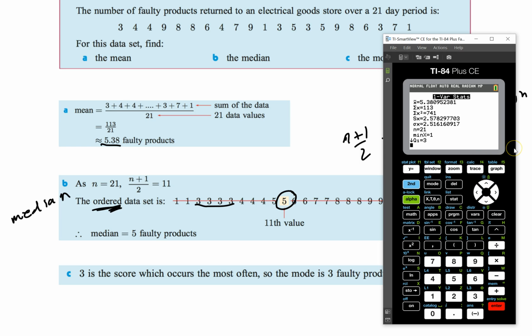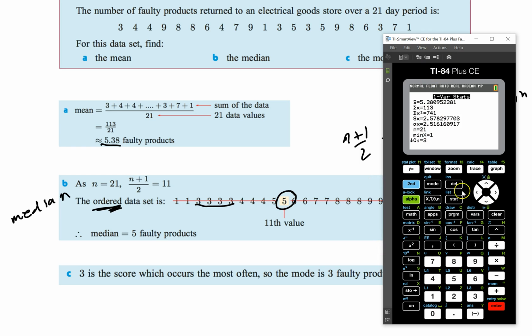It does its work, and you get to see all this. So a couple things right there. That's your mean, 5.38, just like we got over here. That just means the sum of all your values. So if you add up all those numbers, you get 113. If you sum them squared, that's to do with the standard deviation, which we haven't talked about yet. You get 741. That doesn't matter right now. And those have to do with standard deviation. We'll talk about that in a second. And it's 21. That means that's how many total numbers we have.